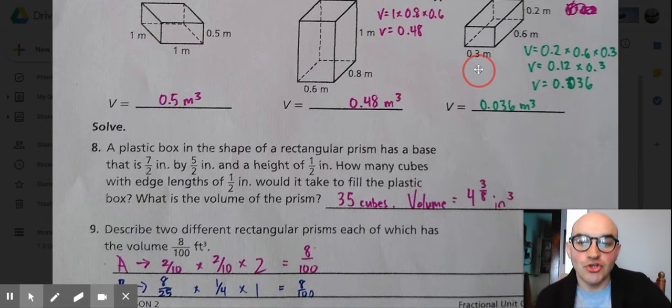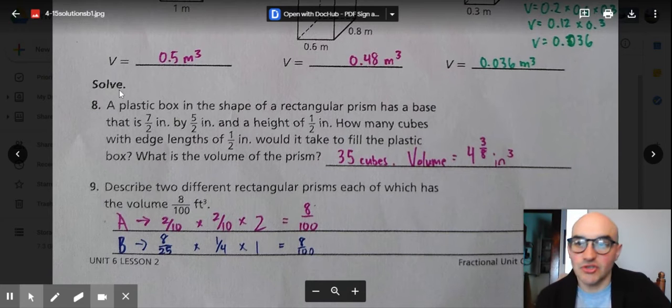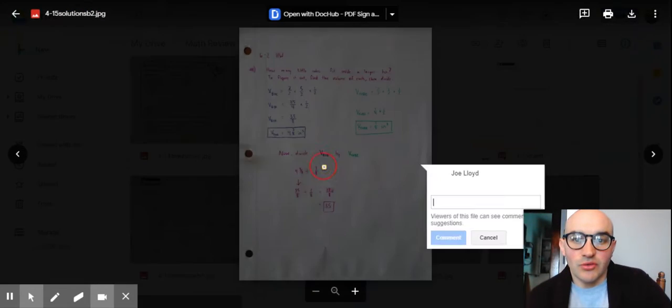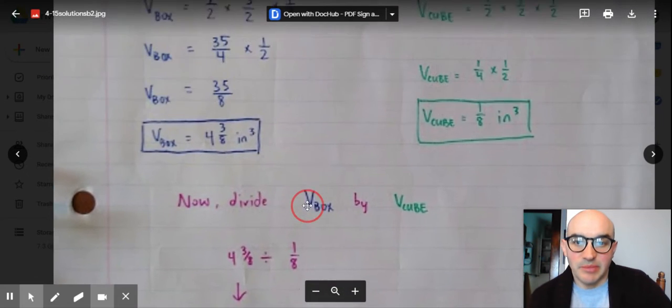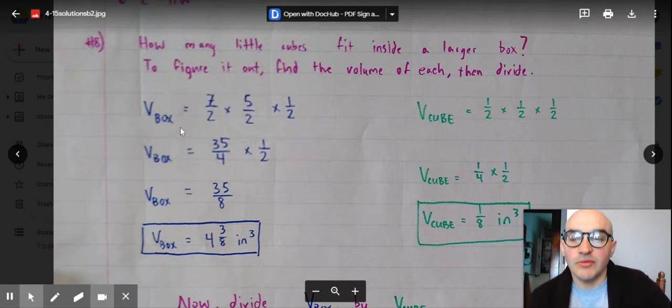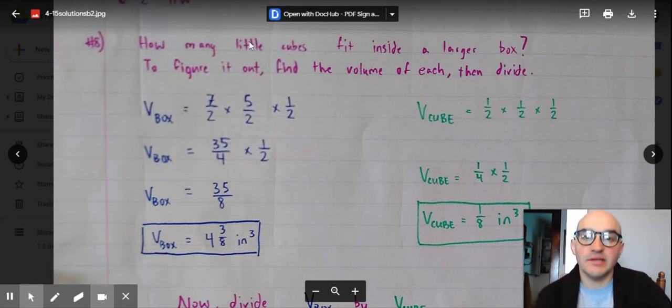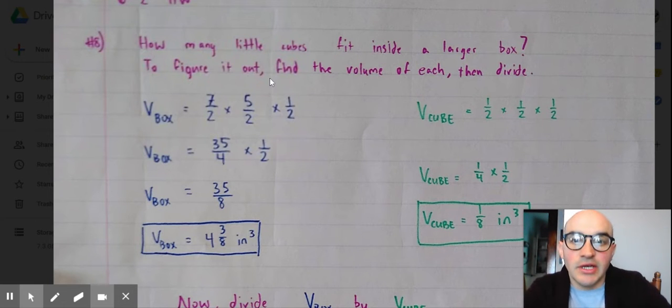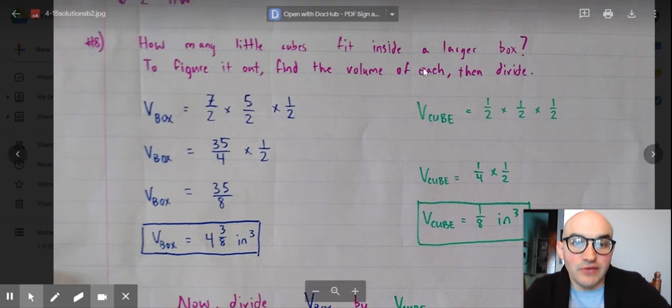Okay. To show you problem 8, I'm going to show you my work on a notebook paper, because this one was one where I couldn't really show you the work in the amount of space that the paper provided. So the question really is asking how many little cubes fit inside this larger box. And we have some measurements for these, for little and larger, and I'll show you here. But to figure it out, we need to find the volume of the cube and the box and then divide.